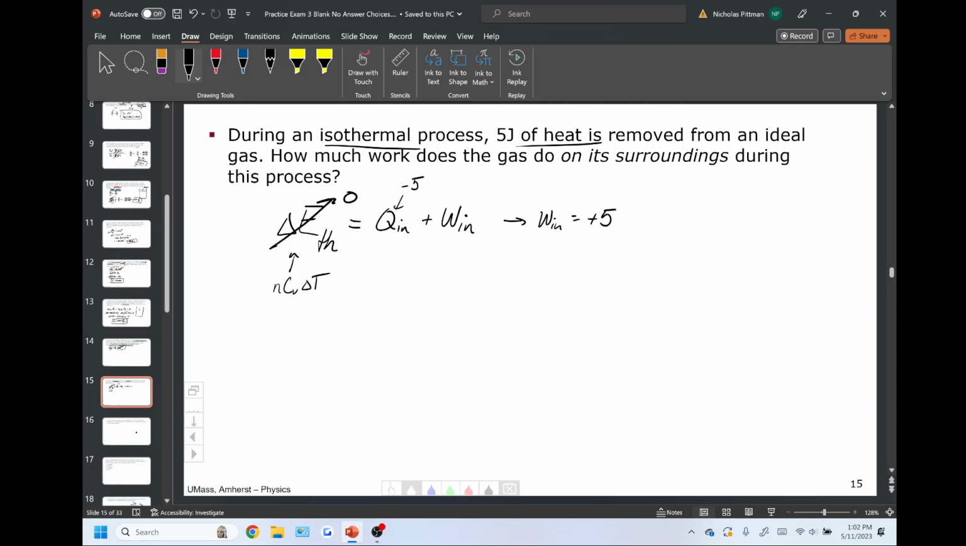This tells us that if we move the 5 to the other side, work in equals plus 5. So the gas had work injected into it. So the work by the gas on its surroundings is -5 joules. The whole first law tells us the work done on the gas, but the question asks how much work the gas does on its surroundings. If 5 joules of work were done on the gas, it absorbed work from its surroundings. It didn't do work on its surroundings. So the work outputted was -5 because the gas was actually the recipient of the work.